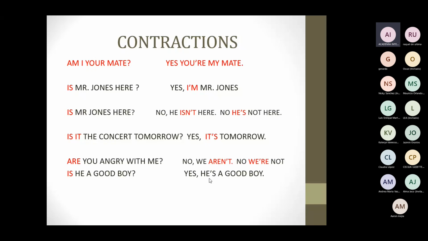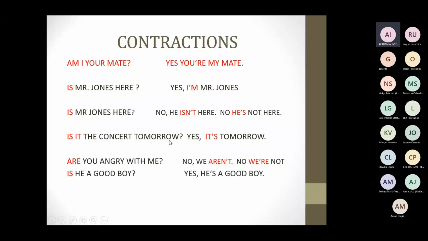For example, am I your mate? Yes, you're my mate. Cuando no hay contracciones, we say, yes, you are my mate. But in this case, you can see a contraction here. That means that we need to pronounce this like, yes, you're my mate. Is Mr. Jones here? Yes, I'm Mr. Jones. Is Mr. Jones here? No, he isn't here. Or, no, he's not here.